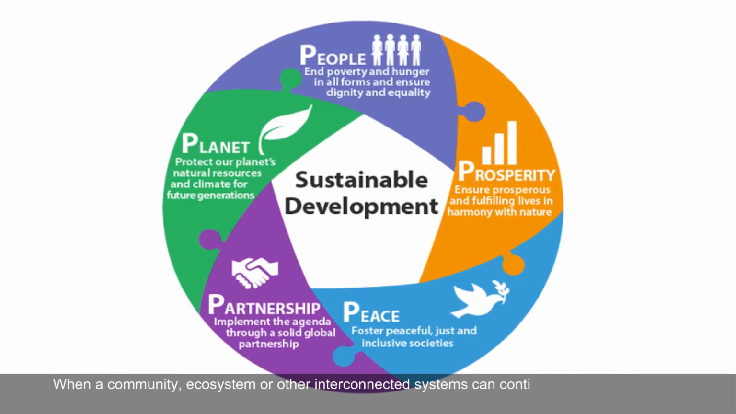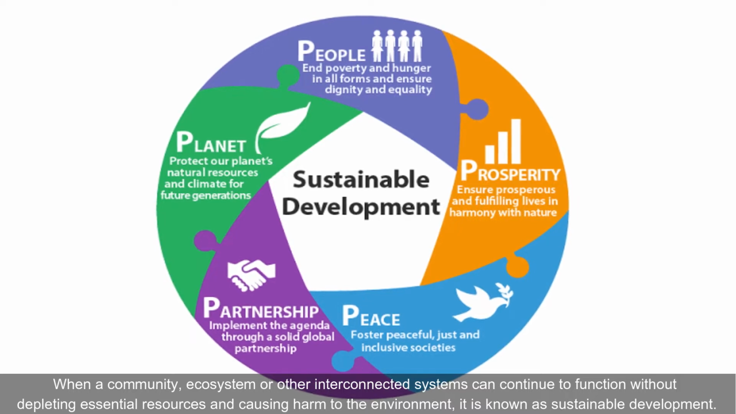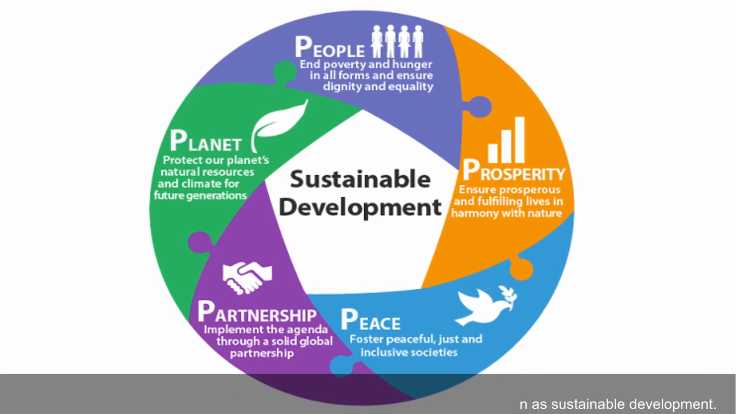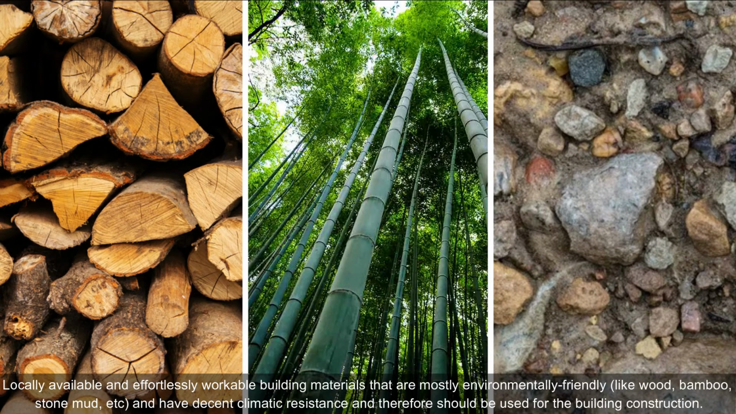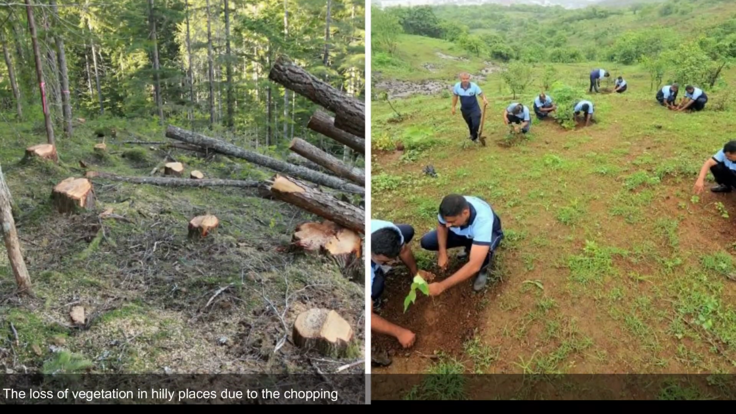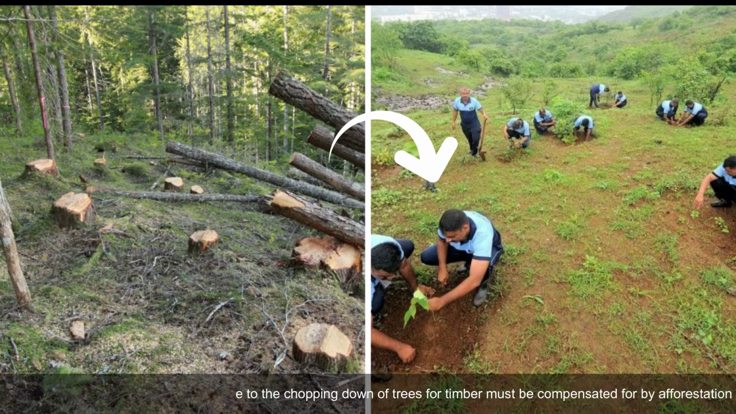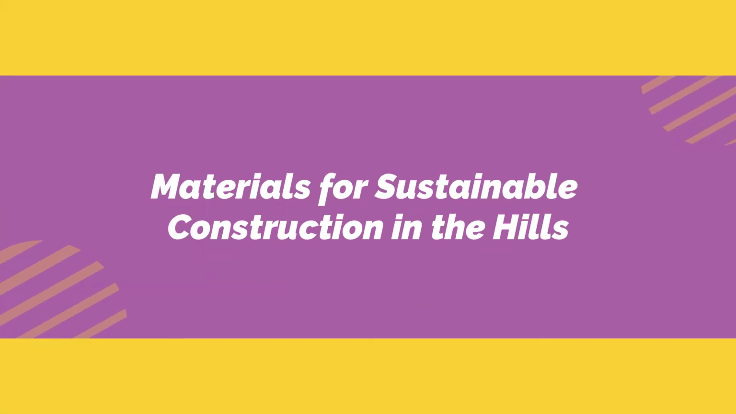Sustainable development. When a community, ecosystem, or other interconnected systems can continue to function without depleting essential resources and causing harm to the environment, it is known as sustainable development. Locally available and effortlessly workable building materials that are mostly environmentally friendly, like wood, bamboo, stone, mud, etc., and have decent climatic resistance, therefore should be used for the building construction. The loss of vegetation in hilly places due to the chopping down of trees for timber must be compensated for by afforestation. Materials for sustainable construction in the hills.